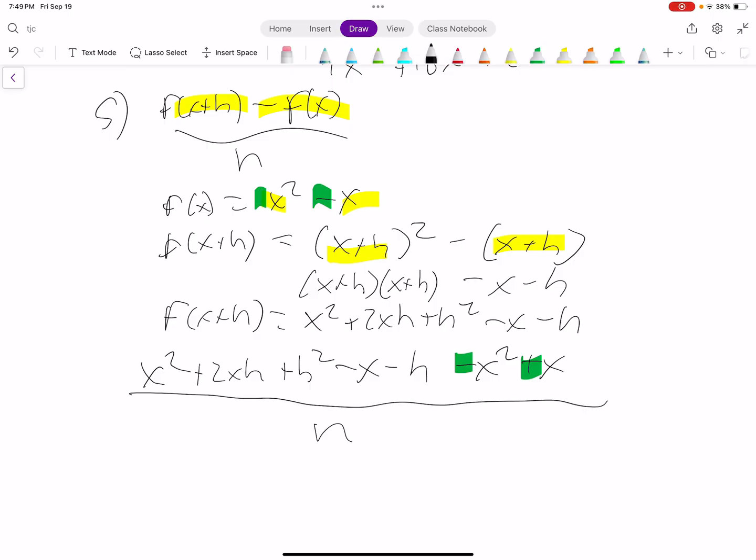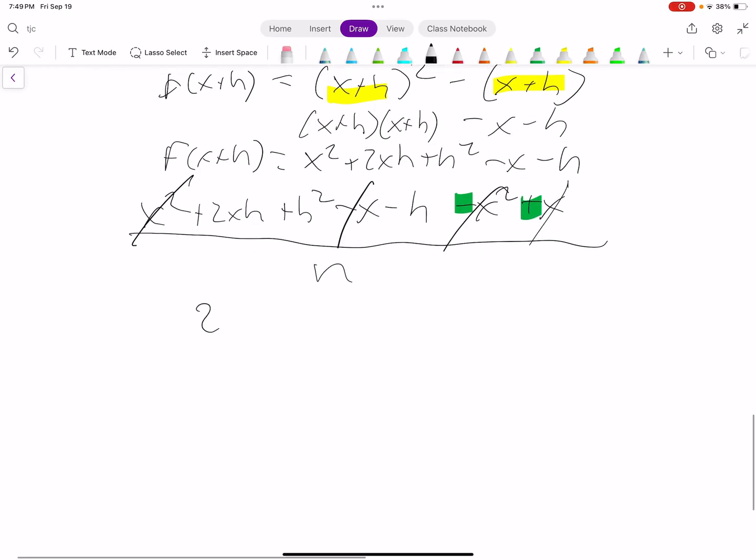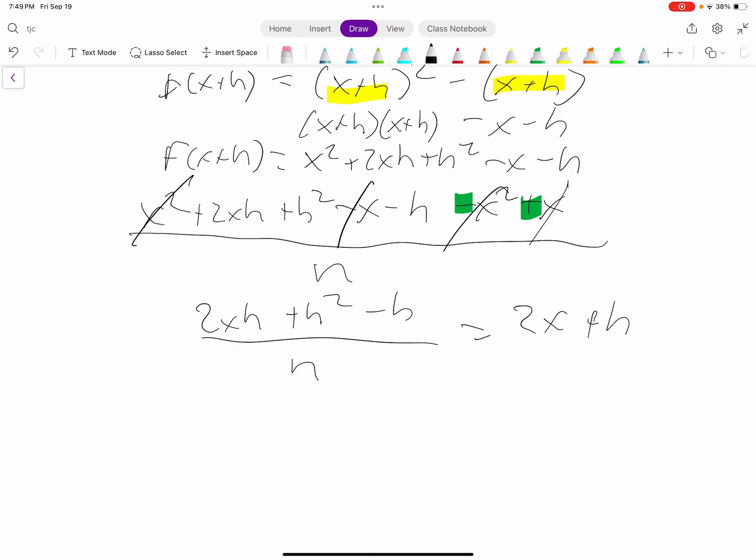If you've done it right, a bunch of things should cancel. This cancels with this, this cancels with that, and then we're left with 2xh plus h squared minus h all over h. Now you're going to divide h into each of the terms, which reduces one of the h's from each term, which makes it 2x plus h minus 1. And that's our answer.